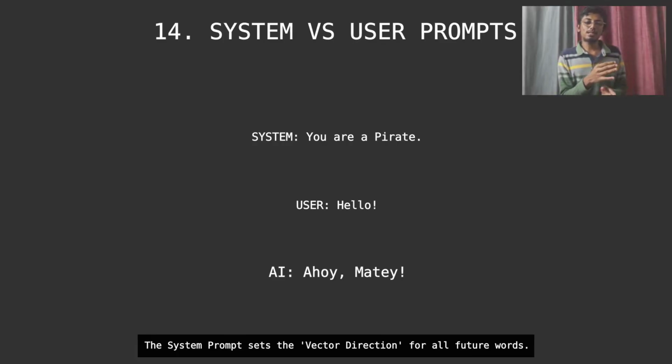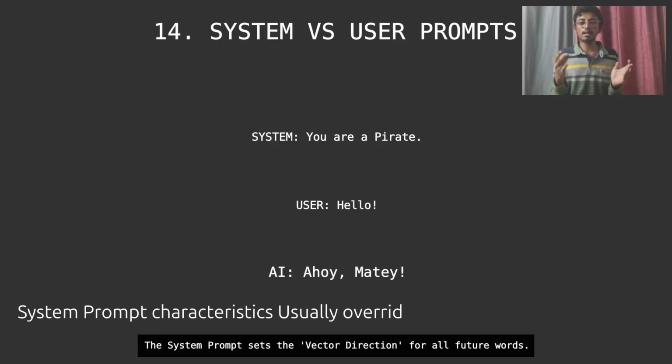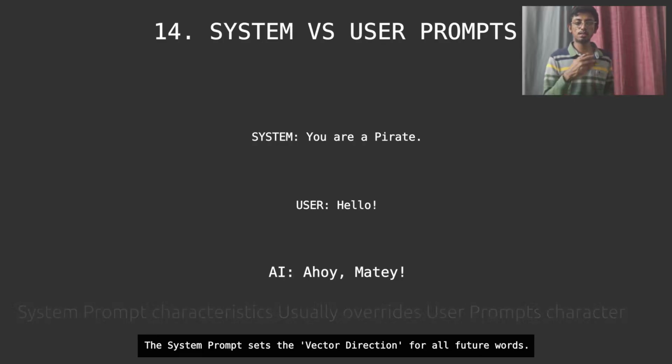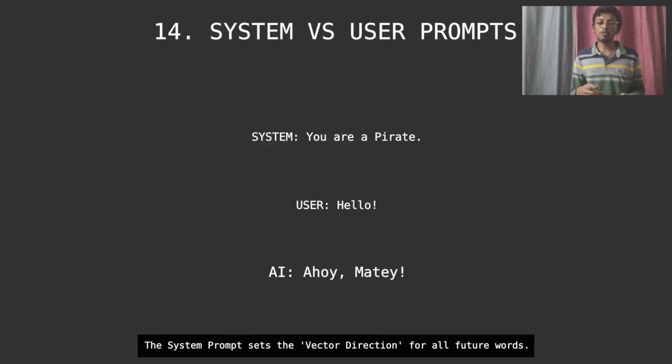The user prompt is just a temporary nudge. If you tell a user prompt to be funny, but the system prompt says to be professional, you create a vector conflict. Usually the system prompt wins because it's the first thing the attention mechanism sees and it establishes the persona. This is why jailbreaking is a thing. Users try to give a user prompt that is so strong it forces the AI to ignore the system prompt safety guardrails. As a master prompter, your goal is to use the system prompt to define the rules of physics for the conversation and use the user prompt for the tasks.